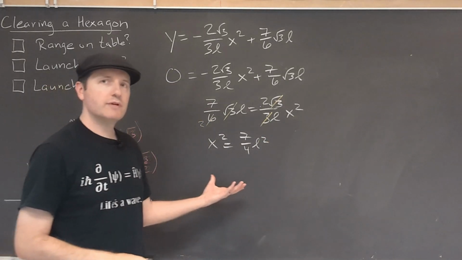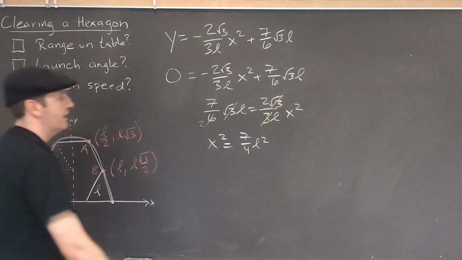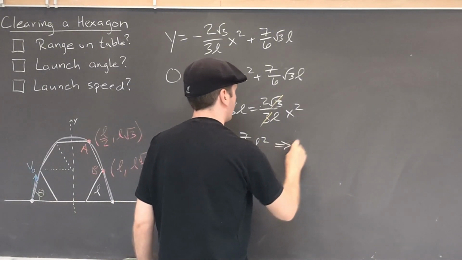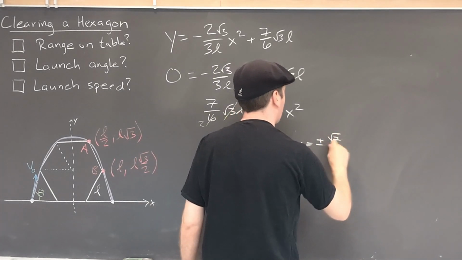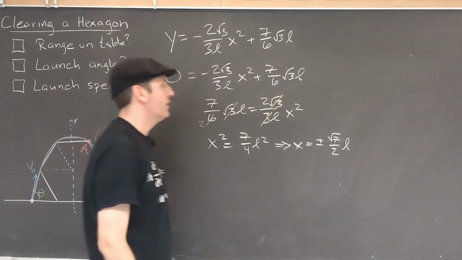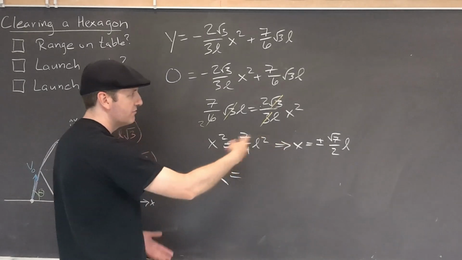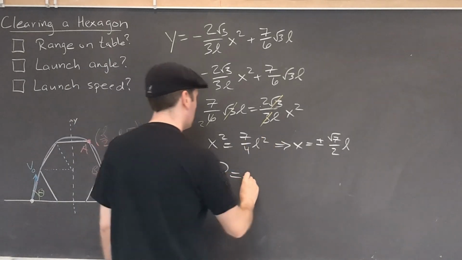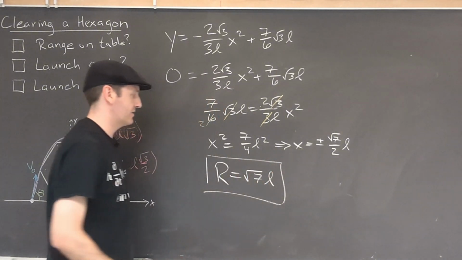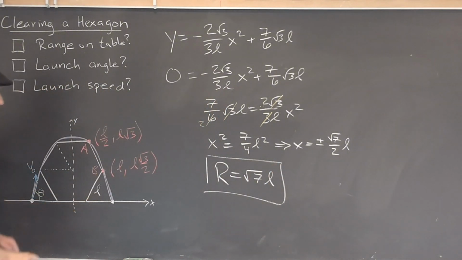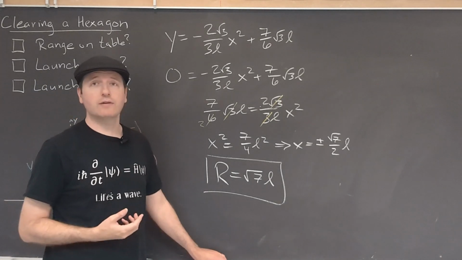Now when I take the square root of this, of course, I'm going to end up with a plus or a minus. There are actually 2 roots. So x, these intercepts, are going to be plus or minus √7/2 L, which means that the actual distance between these, the range, is just the difference between these, which will be √7 times the length of the hexagon. So that's the range of this projectile on the table. Okay, let's move on to the launch angle.